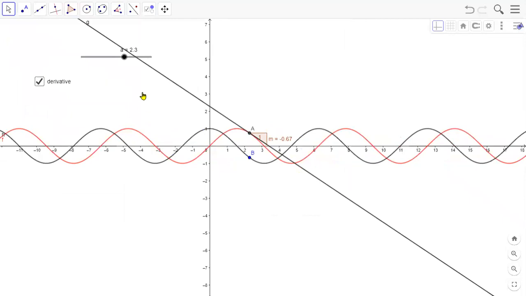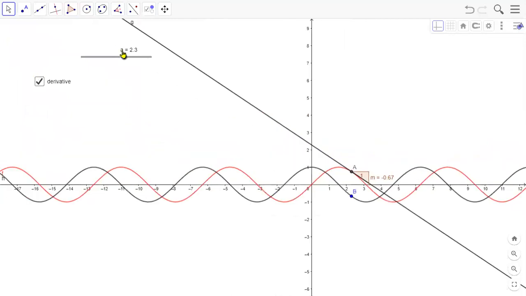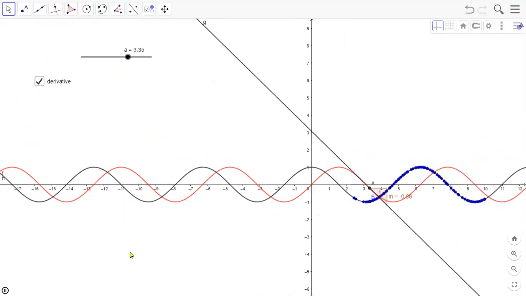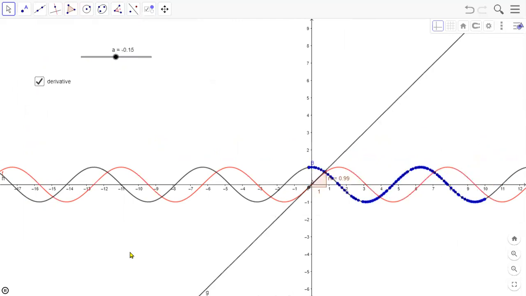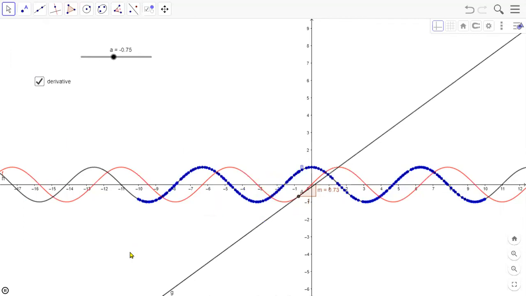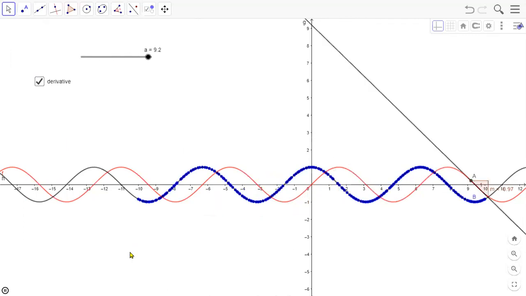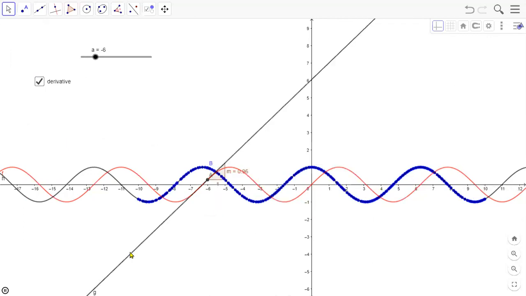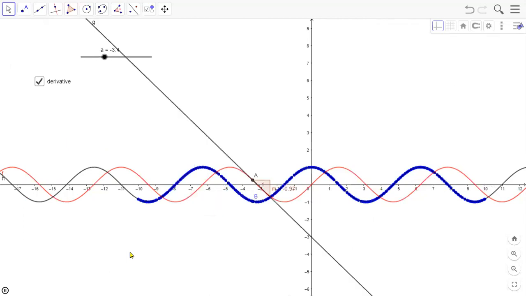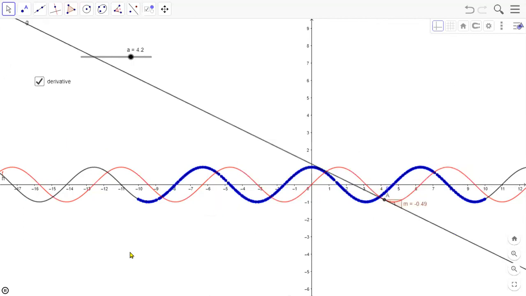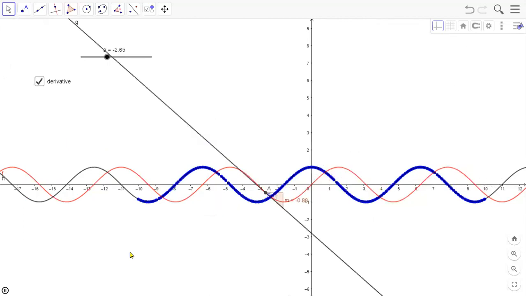Let me animate this. Here we can see a very beautiful drawing. From this animation we can conclude that the derivative of the function always gives the slope of the tangent at a particular point. In this drawing, the locus of the slope of the tangent exactly coincides with the derivative function, the path of the derivative function.